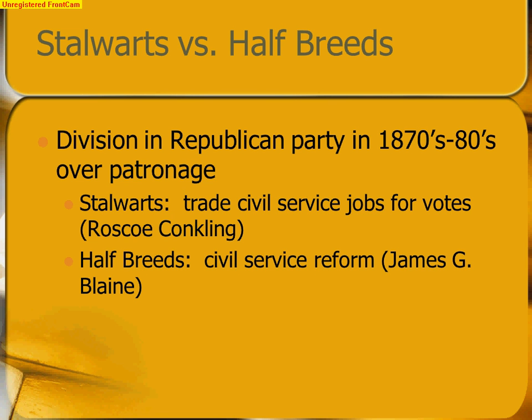The other side of this coin are the half-breeds, led by the congressman from Maine, James G. Blaine. He was a half-breed who said that there should be civil service reform, meaning we should only have qualified people working for the federal government. Now, we have this mentality that everyone in government is an elected official, but there are thousands upon thousands of people who work for the federal government who are not elected. These are the jobs that we're talking about.